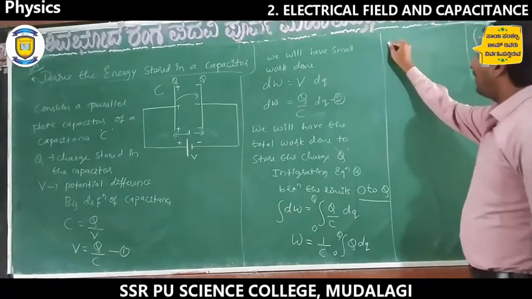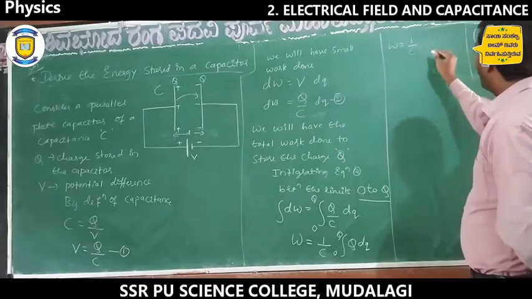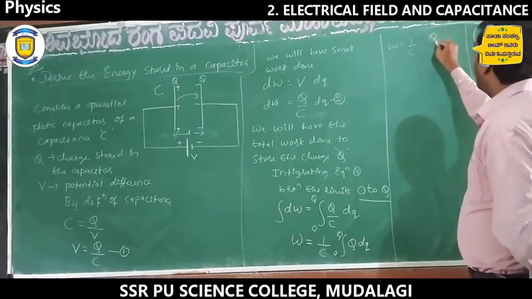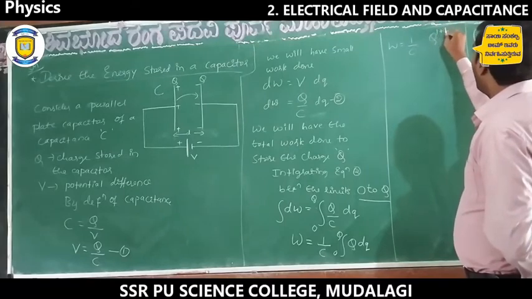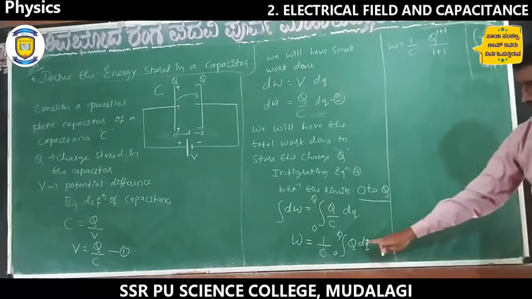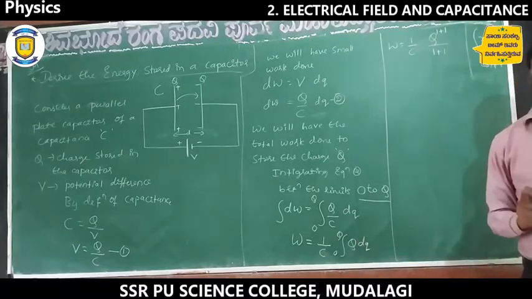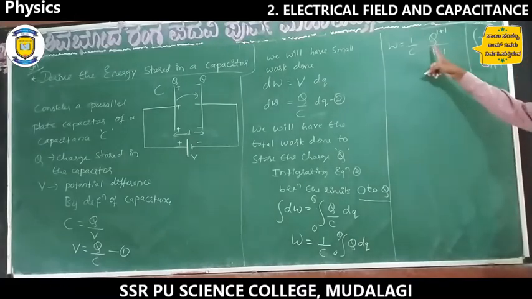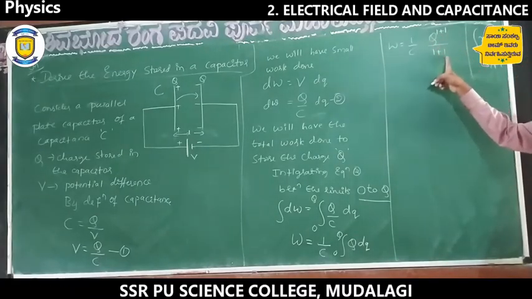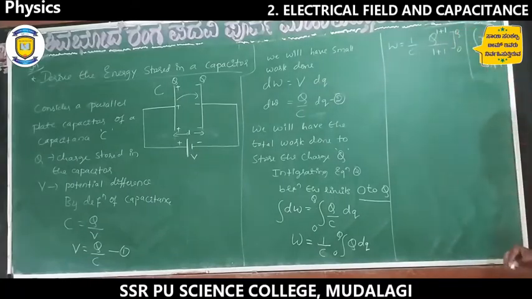Here we will apply it. So 1 by C, with Q, is equal to Q raised to 1 plus 1 divided by 1 plus 1. Here n equals 1, because Q is nothing but Q raised to the power 1. So the limits are 0 to Q.